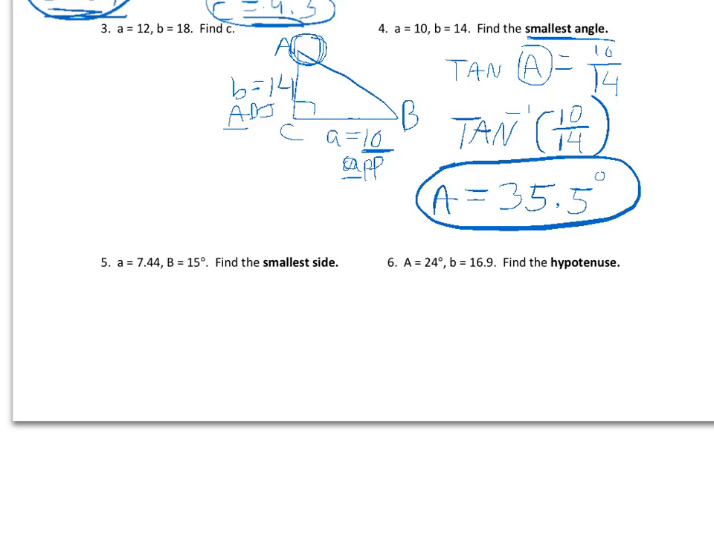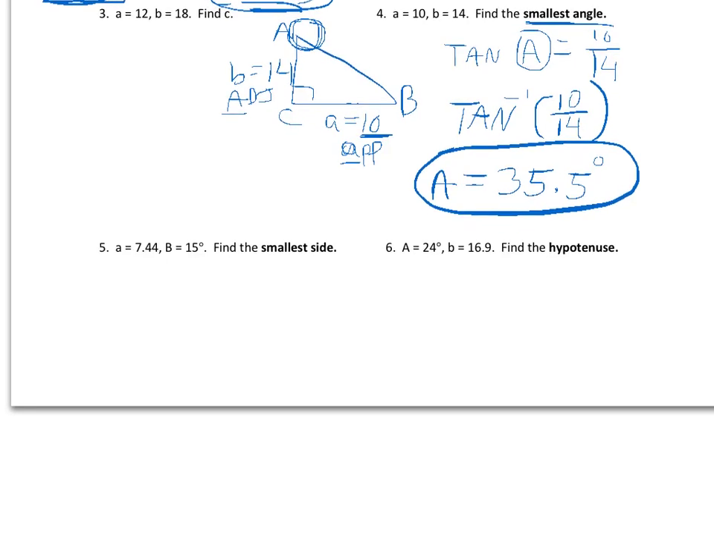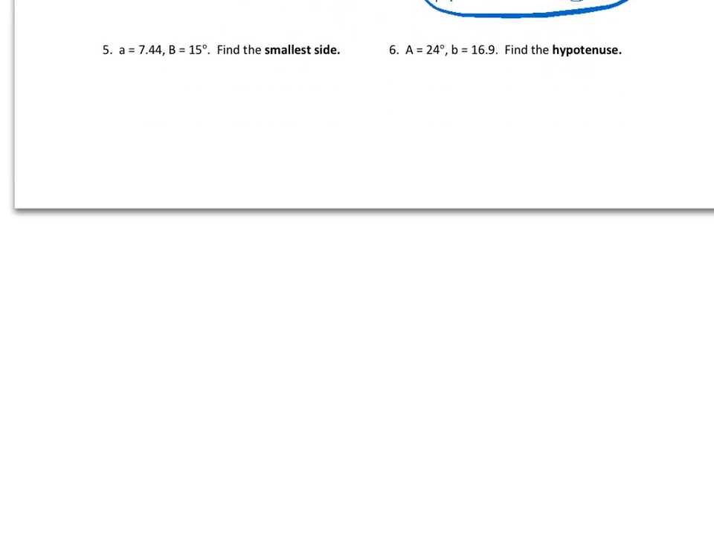Okay, let's do one more. Let's do number 5. Okay, number 5. Again, let's draw the picture. I'm going to make angle C the right angle. Let's make big A, big B. We're given little a is 7.44, and we're given angle B is 15 degrees.